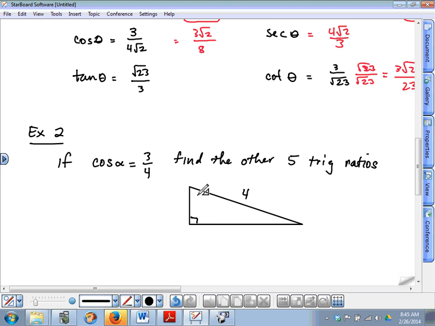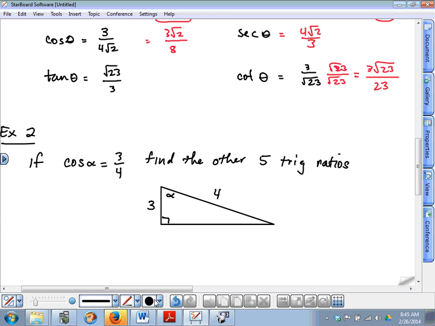Choose one of these. Any one of these could be alpha. For example, if I put alpha here, 3 has to be next to it. Or if I had put alpha in the other angle, then 3 would have had to be next to that. So essentially the same problem. You guys give it a go. See how far you can get.